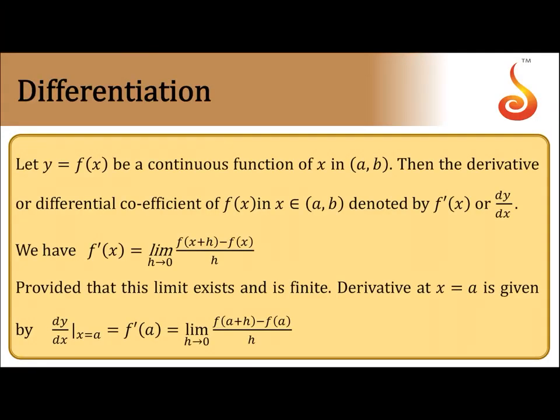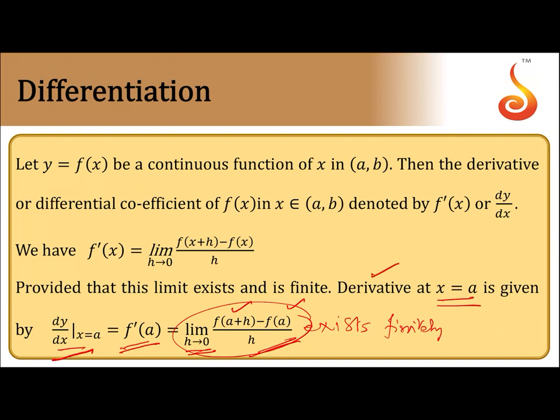Let's proceed to the differentiation. I say the function is said to be derivable at x equals a provided limit h tends to 0, f of a plus h minus f of a by h exists finitely. That must exist finitely. Then the function is said to be differentiable at x equals a, denoted by f dash of a, or dy by dx at x equals a. That's how we say the function is said to be derivable.